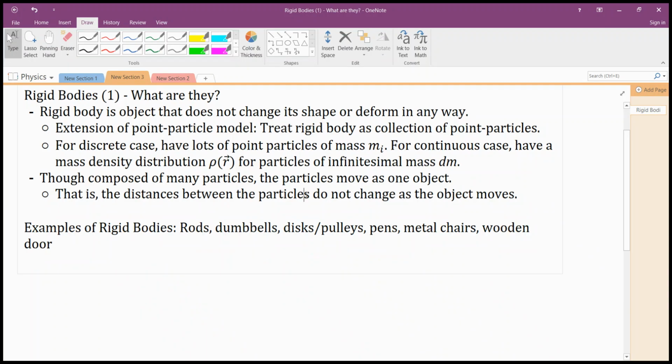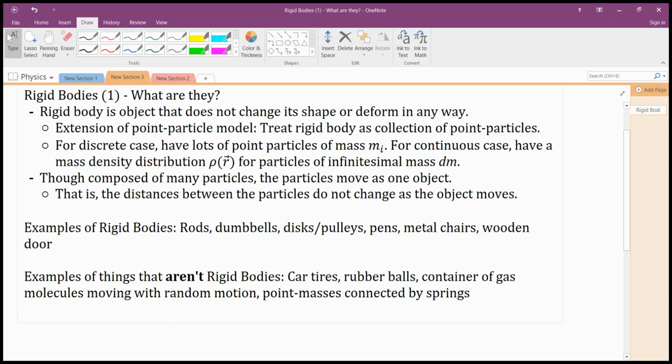Some real-life examples of rigid bodies include such things as rods, or anything that looks like a rod, like a meter stick or a ruler, dumbbells, anything that looks like a disc, such as a pulley, your own pencil or pen or a writing utensil, metal chairs, wooden doors, anything that does not change its shape or deform. This is a rigid body.